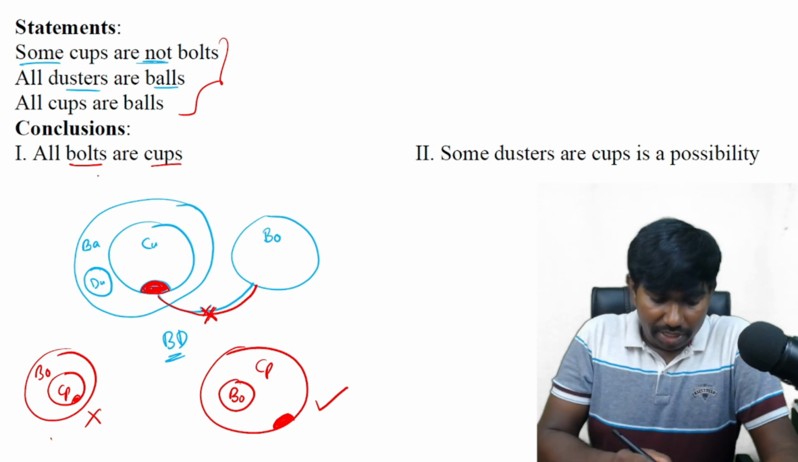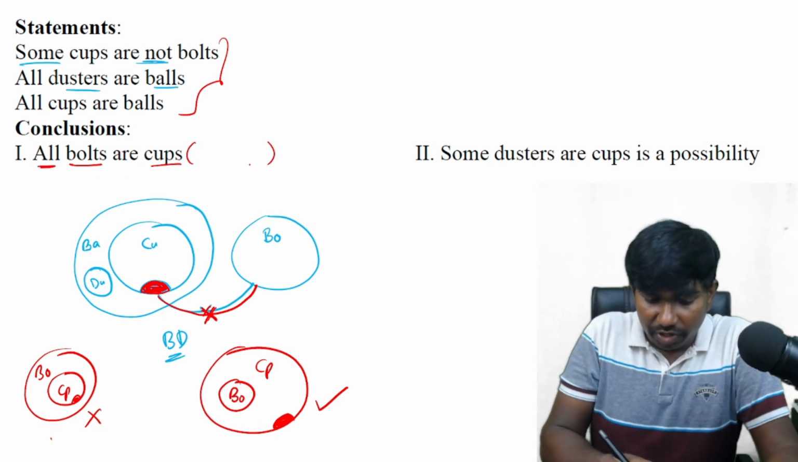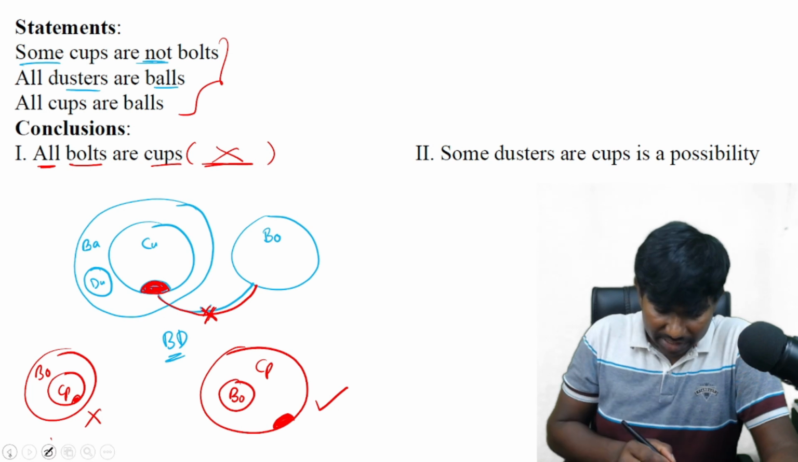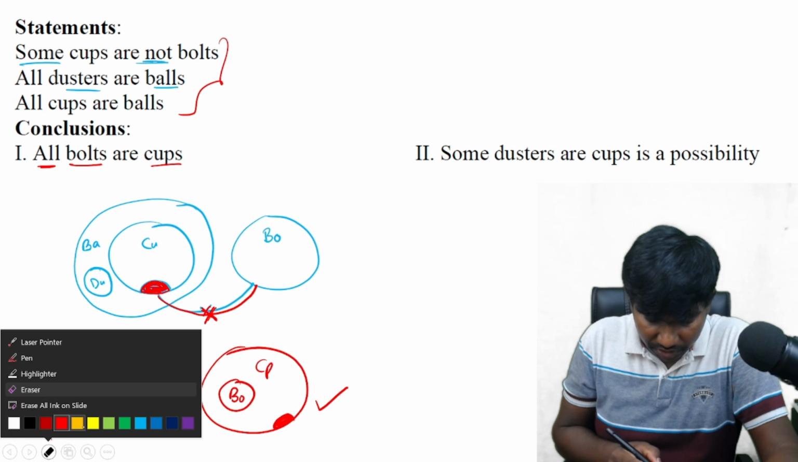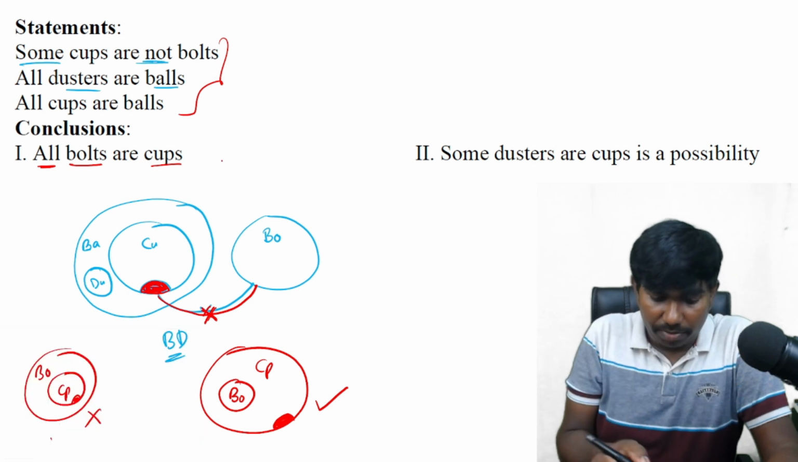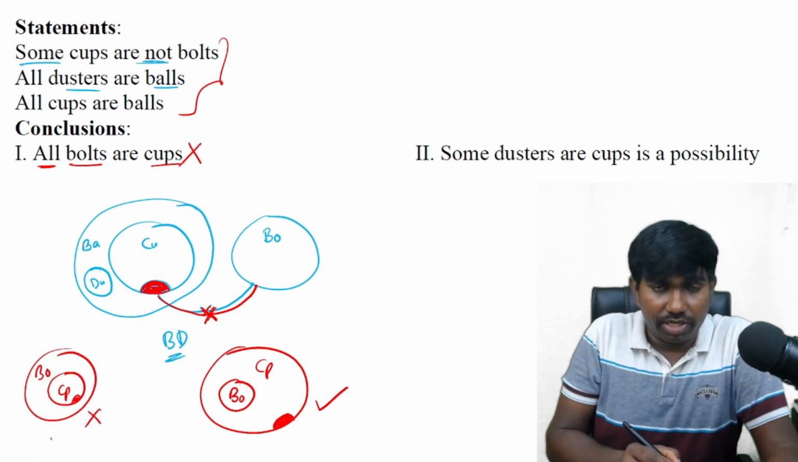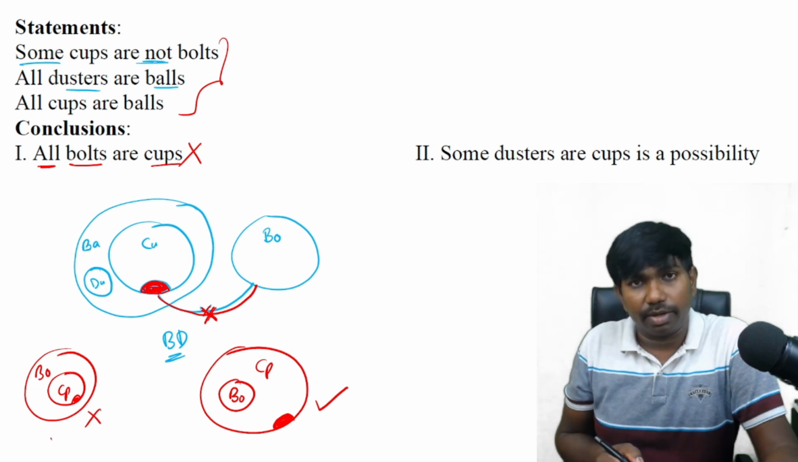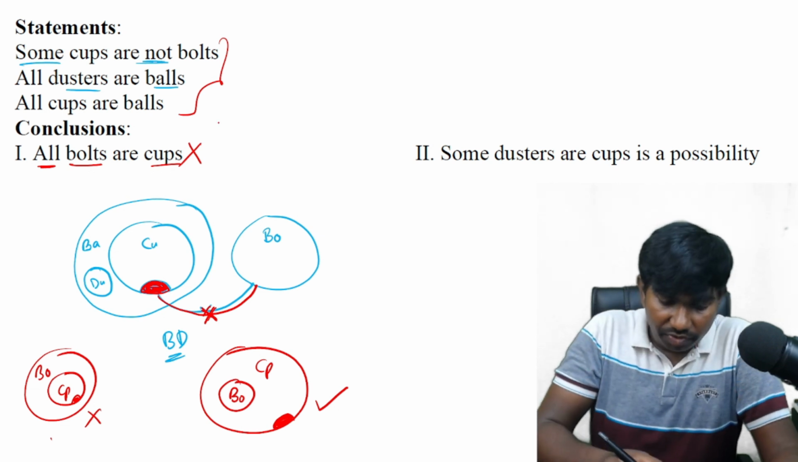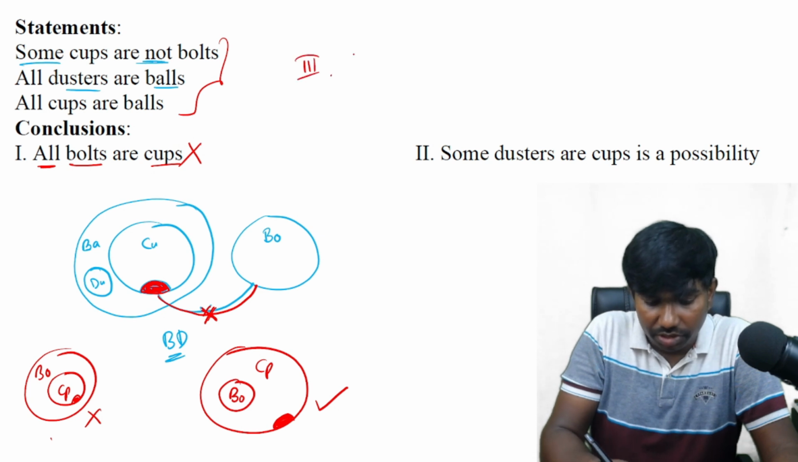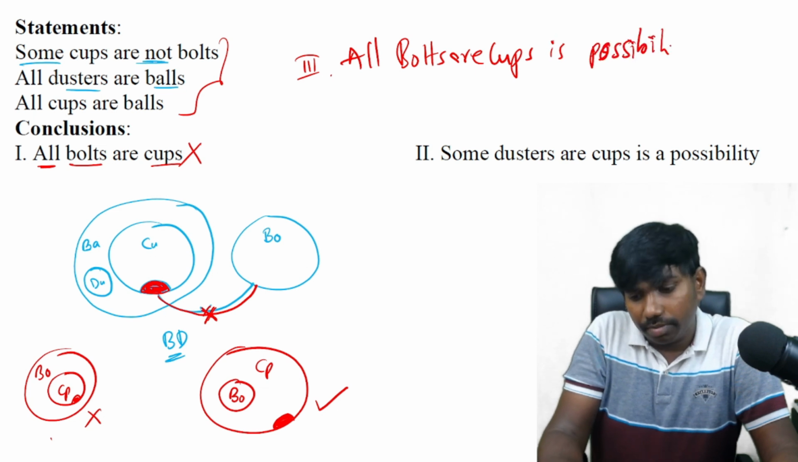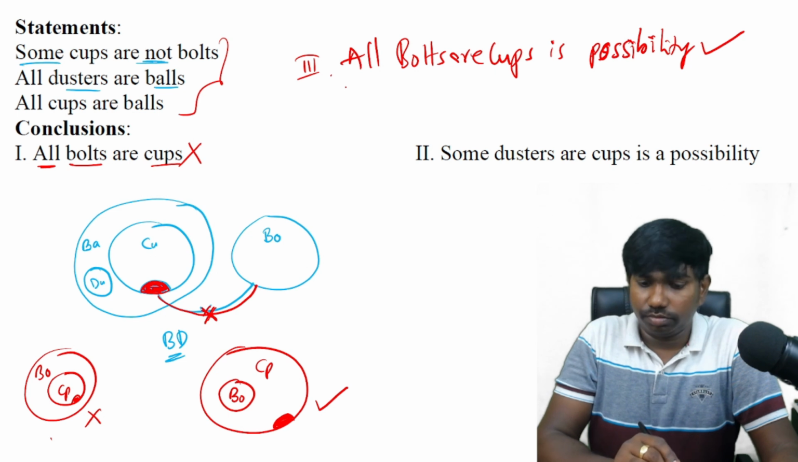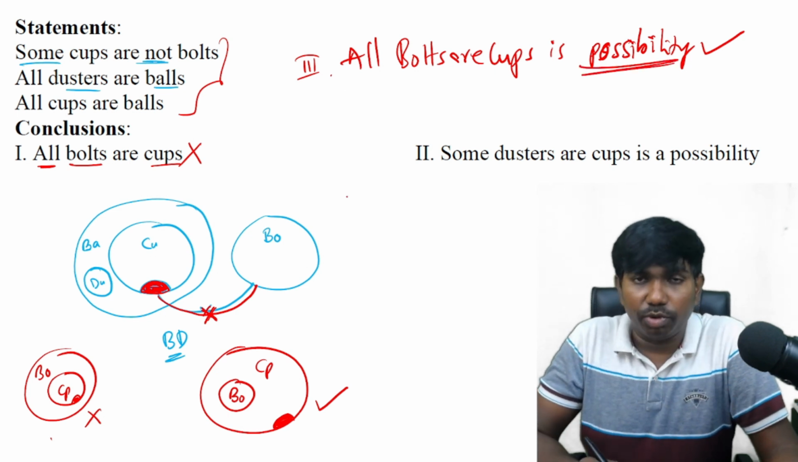Sorry, here it is a definite conclusion, no? Because the word possibility is not mentioned here. That means it is a definite conclusion. For a definite conclusion, we don't stop with only one possibility. We should check it 100%. All bowls are cups is not there in the basic diagram itself, so it fails. One possibility fails, total fail. Suppose I had given a third conclusion, all bowls are cups is a possibility, then it is true, because it is about a possibility, not definite.